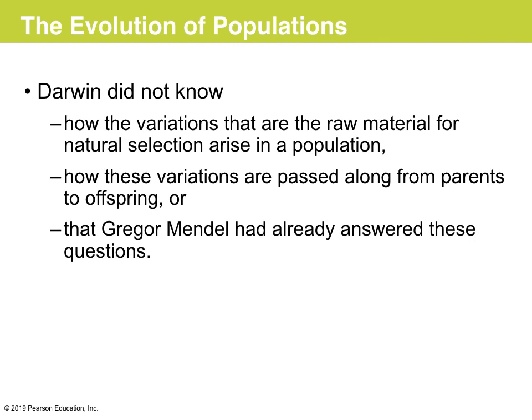Now, one thing Darwin didn't know is how the variations that are the raw material for natural selection arise. He didn't know about mutation. He didn't even know specifically how those variations got passed from parent to offspring, the elements of heredity, even though Gregor Mendel had already answered these questions. But back in the time of not everything being connected by the internet or other means of communication, this guy had already worked this stuff out, but Darwin never got a chance to learn about it.